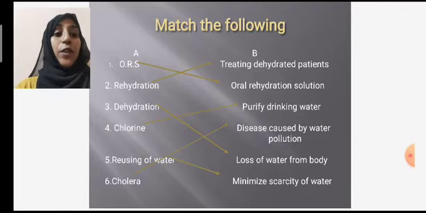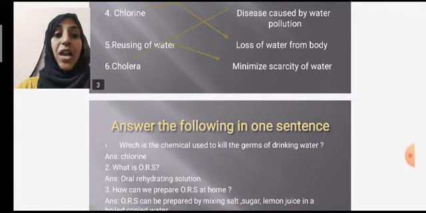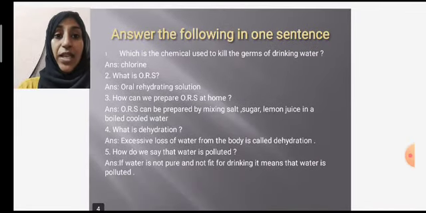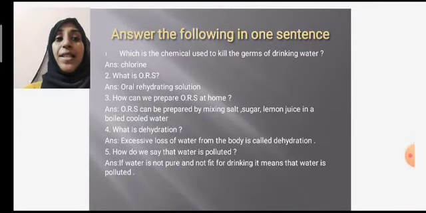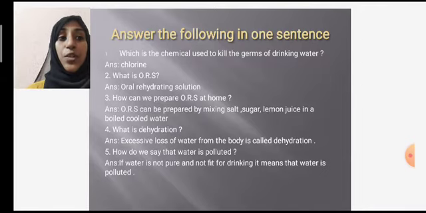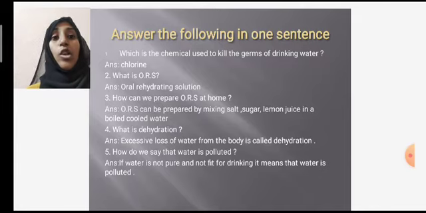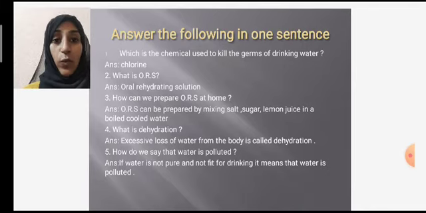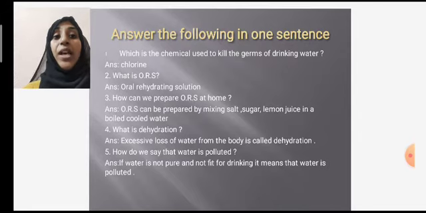Okay. We will go for the next bit, that is answer the following in one sentence. Which is the chemical used to kill the germs of drinking water? Yes, it is chlorine. Chlorine is the chemical used to kill the germs of drinking water. What is ORS? ORS is oral rehydration solution.